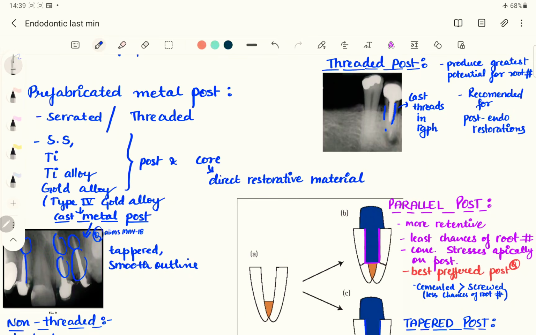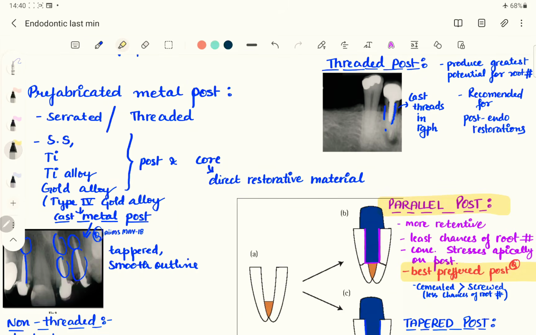Then what is the preferred post? That is the parallel post. So if we are using a parallel post, they are creating least stresses onto the tooth, onto the canal, and that's the reason they have least chances for root fracture. Also they are more retentive. So the best preferred posts are the parallel posts, and that too cemented parallel posts have got less chances of root fracture as compared with the screwed one.